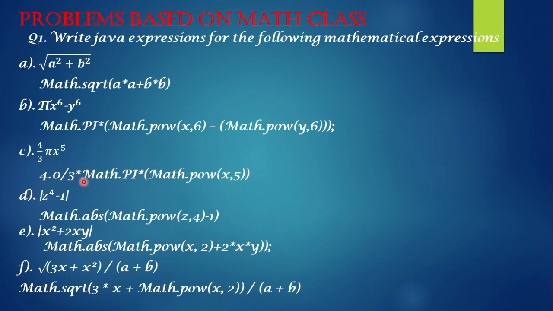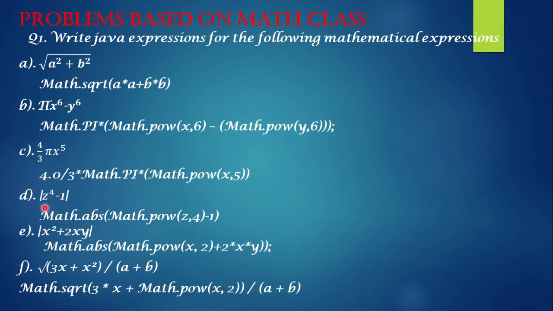4.0 divided by 3 into math.pi. See, pi is there. Then x to the power 5. That's why bracket opened and math.pow x comma 5. This is the base, this is the exponent.